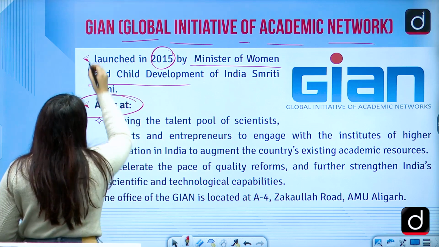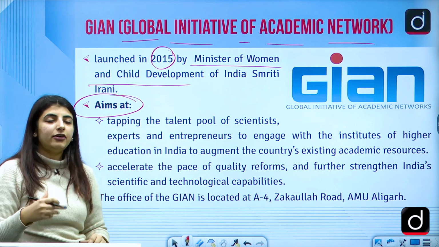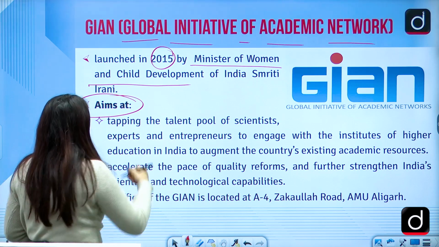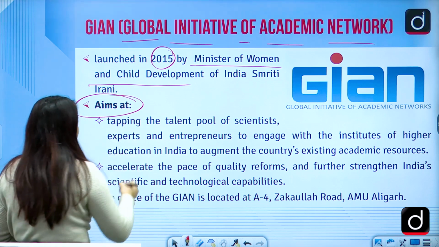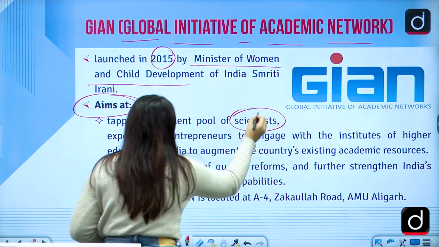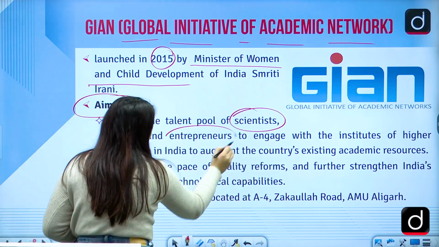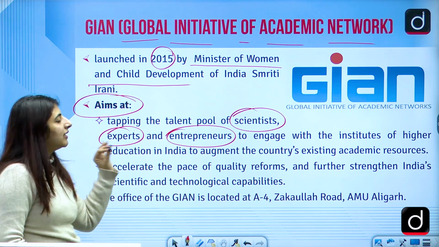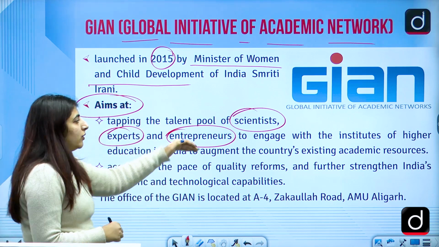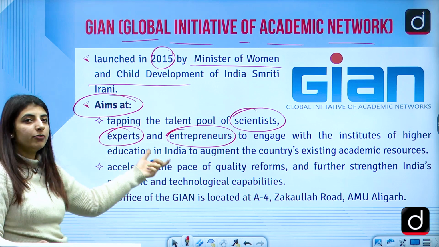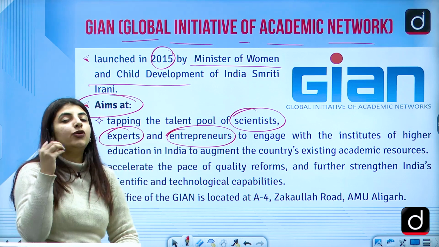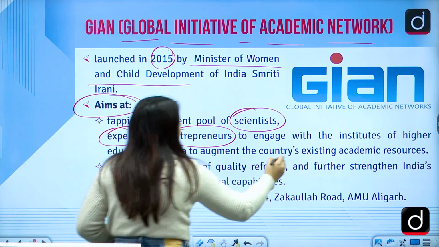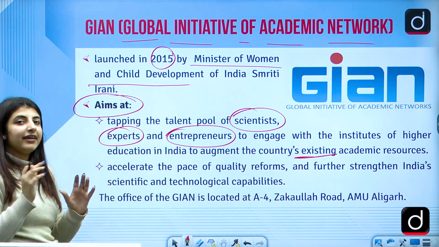And what are the basic aims of Gyan now? We talked about the Imprint and the aims being technology and scientific innovation and curiosity. Here the Gyan scheme is the one which aims at tapping the talent pool of scientists, experts, entrepreneurs, to engage with institutes of higher education in India to augment the country's existing academic resources. So various scientists, experts and entrepreneurs should collaborate together to improve the skills and the education of India, and their existing resources which are related to academia.